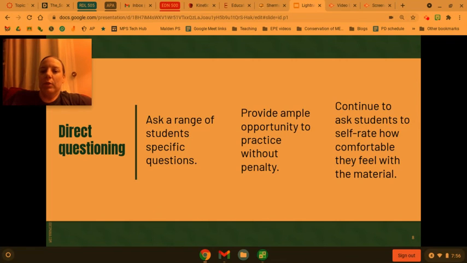Provide them ample opportunity to practice without penalty so that they are not afraid to make mistakes and therefore can have a better idea of what they really don't know. And then continue to ask students to self-rate how comfortable they feel. This can be before they take a quiz. It can be at the end of a quiz. It can be an exit ticket. It could be in the do now. It can be in the middle of a lesson. Just ask them to check in on a scale of 1 to 5. What's your comfort level with this?